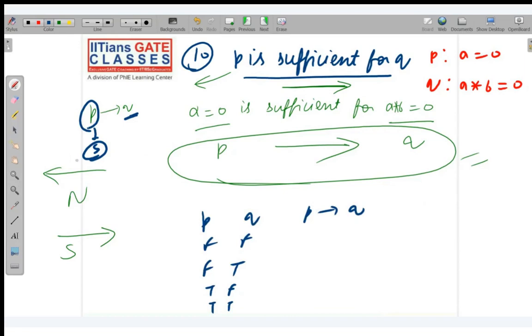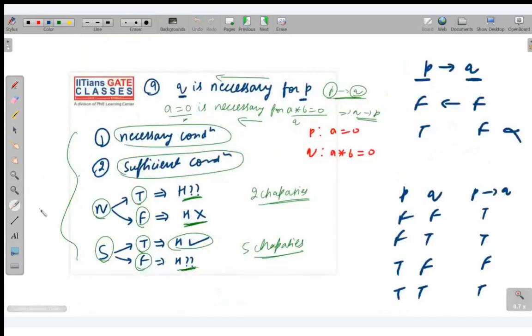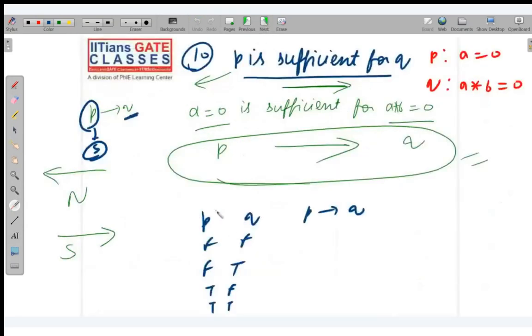Now P is sufficient for Q. Sufficient means what? If the sufficient condition is true, the hypothesis must be true. But if the sufficient condition is false, the hypothesis may or may not be true. So if P is true, then Q must be true. Are you getting it? See this: if P is true, then Q cannot be false. Now, if P is true, then Q must be true. But if P is false, Q can be true or false. It hardly matters to me. P implies Q will always be true. So hence we can say P is sufficient for Q.